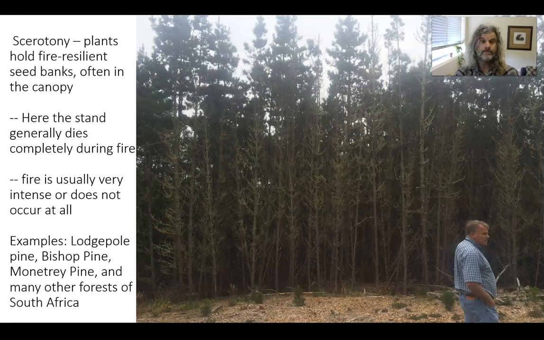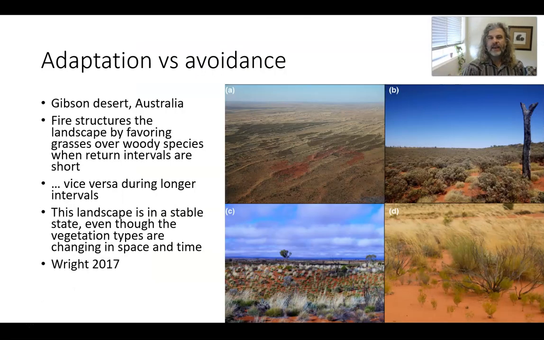Now, as I said, we want to look not just in California, but think about adaptation to fire in other parts of the world. Here's an example from the Gibson Desert. This is an example of fire avoidance. In this landscape, fire tends to shift the dominance from woody plants to herbaceous plants.